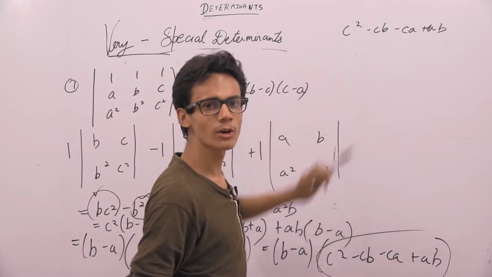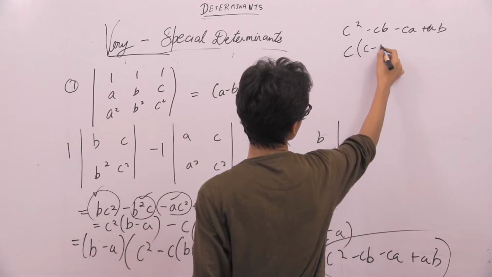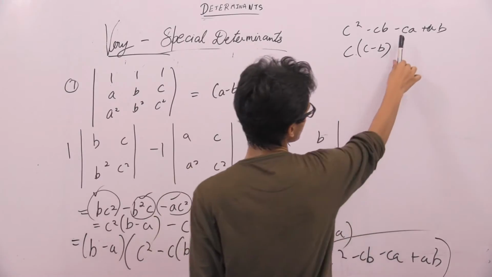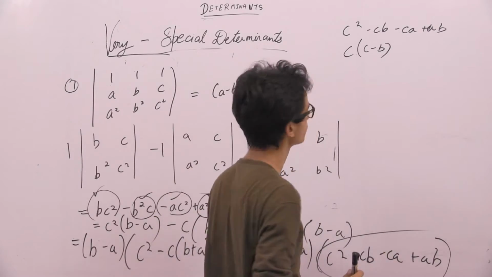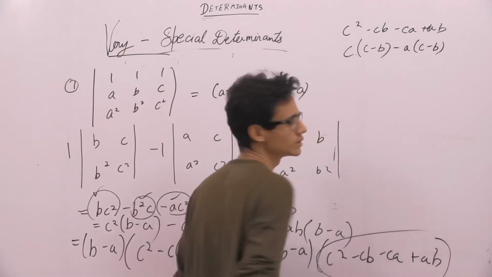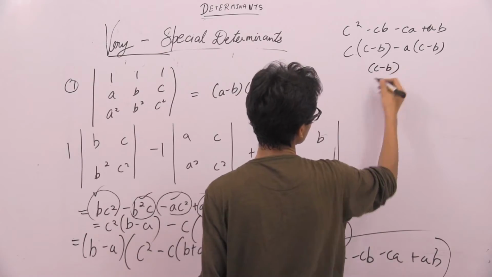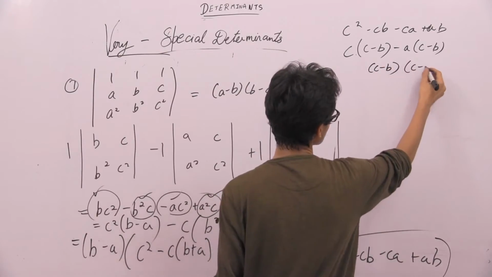If we take C common from here, what do we get? We get C minus B. Now if we take minus A common from here, what do we get? Again we get minus A times C minus B. So we have taken out a common. So this can be written as C minus B. What is inside? C minus A.